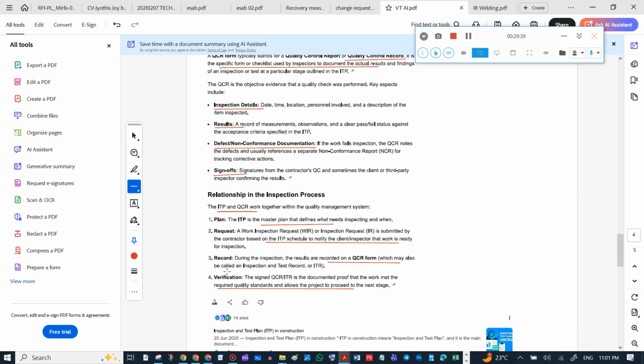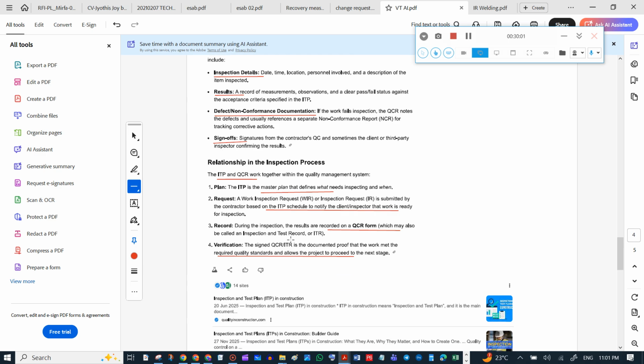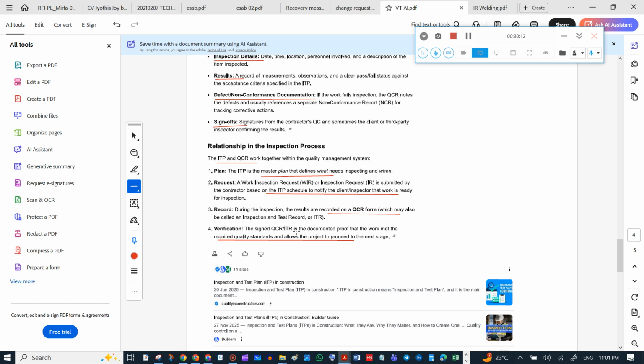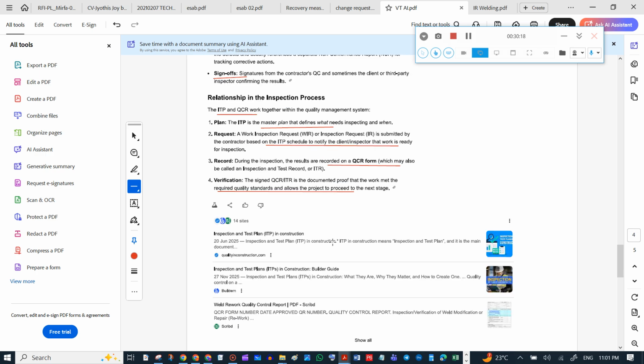Relationship in the inspection process: the ITP is a master plan that defines what must be inspected and when. An inspection request is submitted by the contractor based on the ITP schedule to notify the client inspector that the work is ready for inspection. During inspection, the results are recorded in the QCR form. It is also called the inspection and test record, or ITR. Verification sign-off is documented proof that the work met the required quality standards, allowing it to proceed to the next stage.